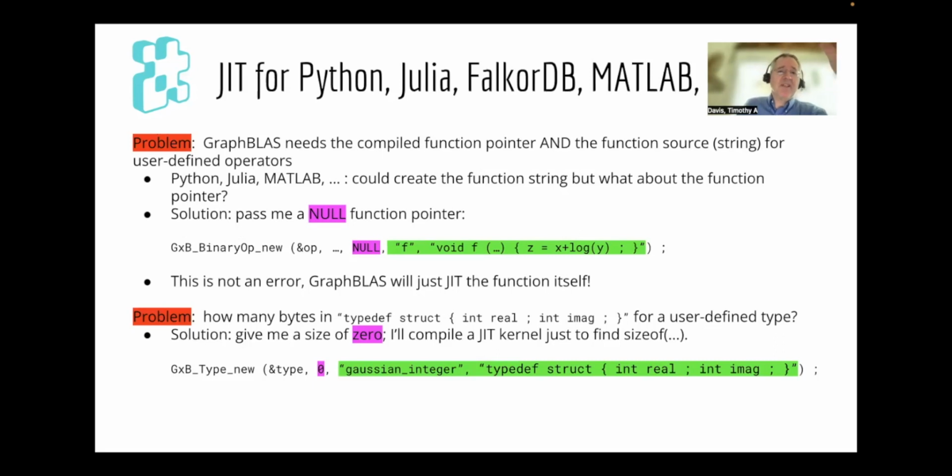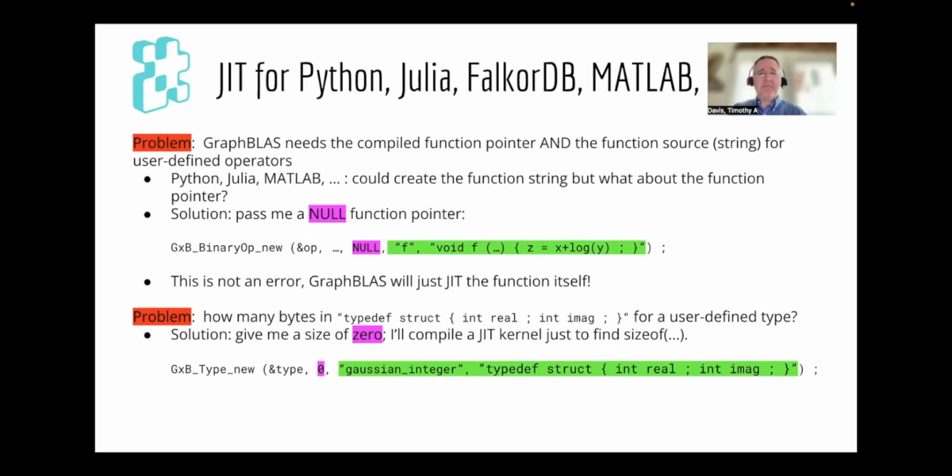What if you're in a high-level language like Python or Julia, or an application like FalkorDB, formerly RedisGraph, MATLAB, and so on? What are you going to do? The problem here is that GraphBLAS needs that function pointer sometimes. So I need it, for example, if the performance is not critical, I don't want to compile a JIT kernel. Say reduce to scalar can have an accumulator there. One call to one function pointer. That's not a problem. So there are times when I need that function pointer.